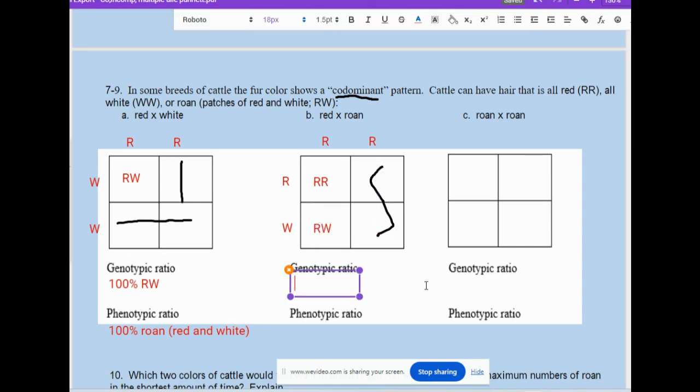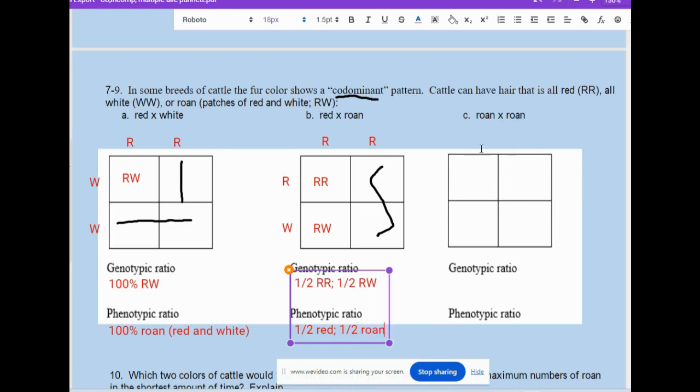Genotypic ratios, count them up. I see one of them is RR. 1 out of 2, 1/2 is RR genotype. And the other one, bottom left, 1 out of 2 is RW. Once again, 1/2 of the cattle, maybe the calves, will be red, RR. And if this was incomplete dominance, RW would be pink, but since it's codominance, the other half is going to be what's called roan, which is red and white.